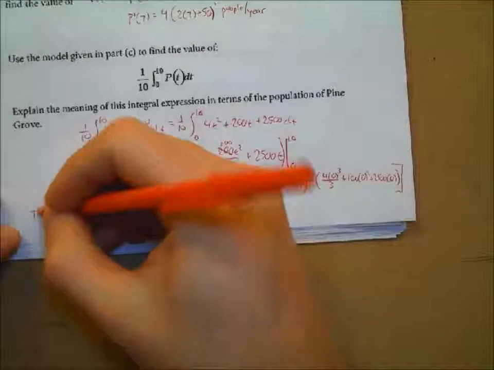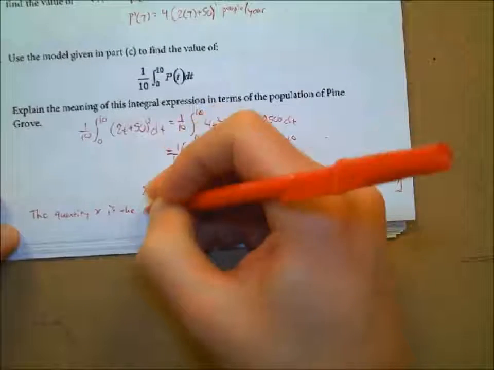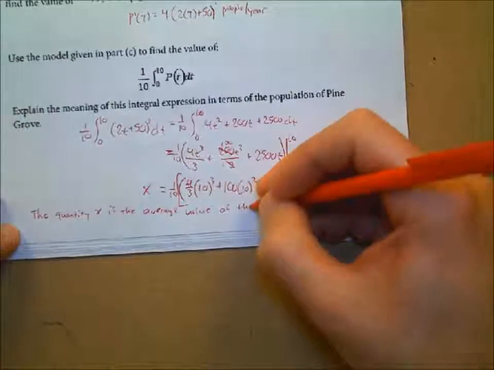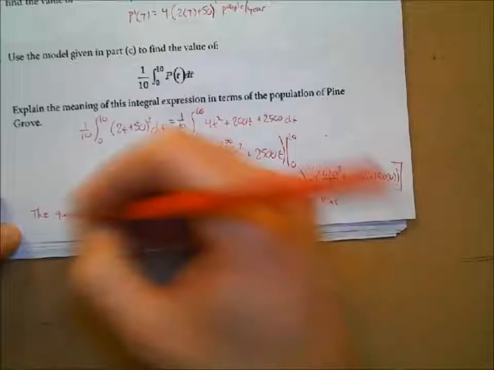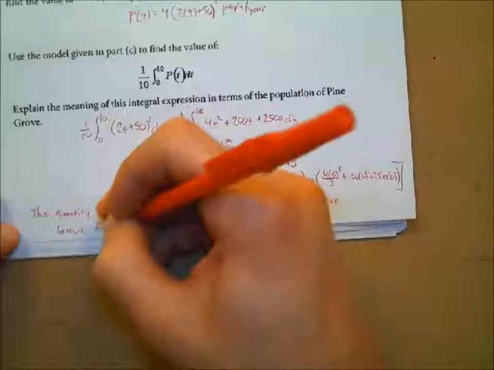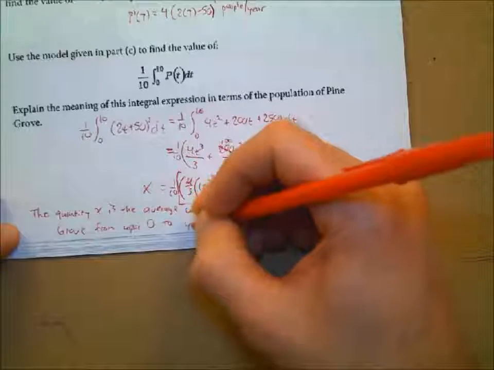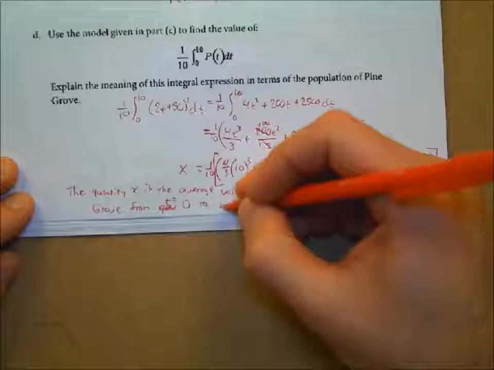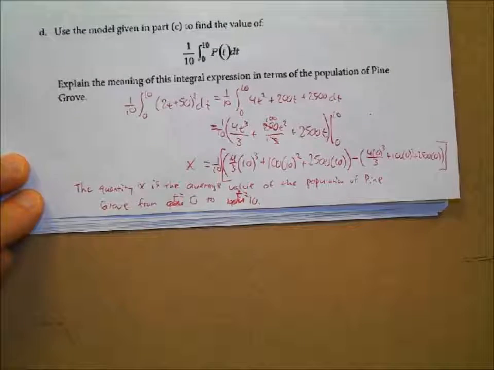You can say then the quantity x is the average value of the population of Pine Grove from year 0 to year 10. Or from time t equals 0, maybe it would be better. From t equals 0 to t equals 10. I like that better. T equals 0 to t equals 10. Alrighty? Questions on any of that?